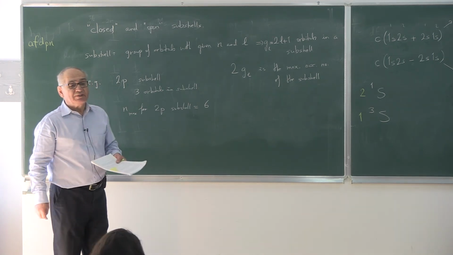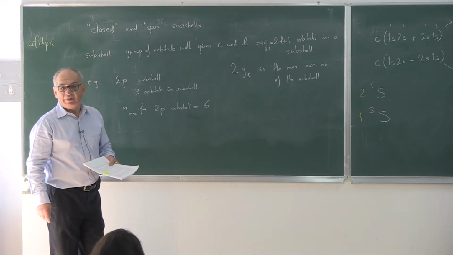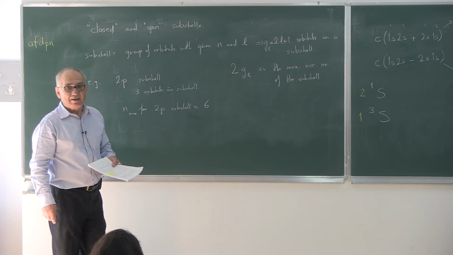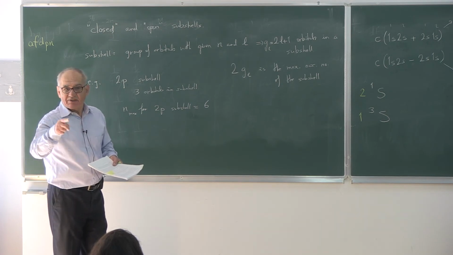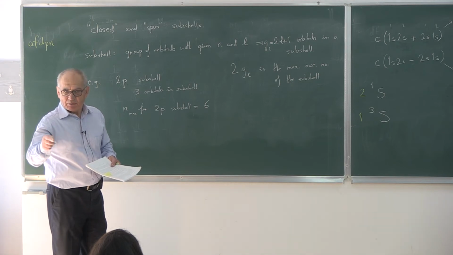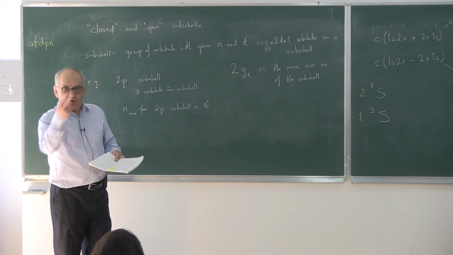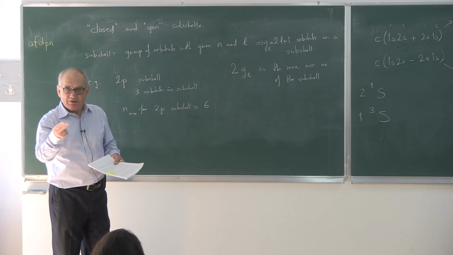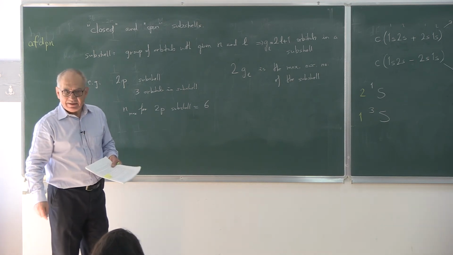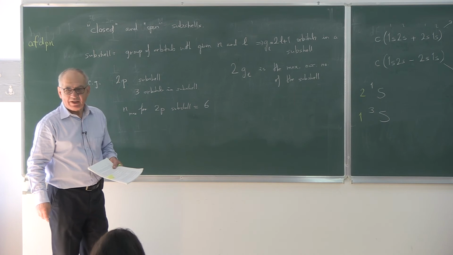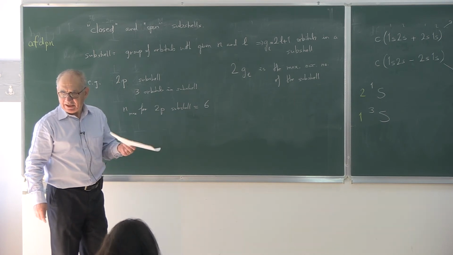Similarly, what is the maximum occupation number of a D subshell? D means L is equal to 2. 2 times 2 plus 1, 5. 5 orbitals, each occupied by 2 electrons, means 2 times 5, 10. 10 is the maximum occupation number of a D subshell.